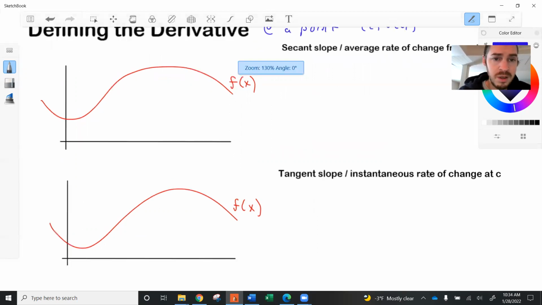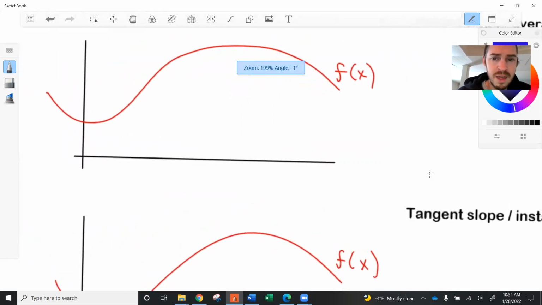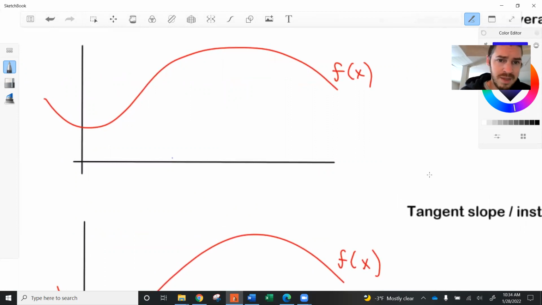So the first thing I want to do is zoom in on this graph, and plot that point c like that. There's the point when x equals c. Now, for a secant line, we need another point. And that other point is going to have another x value.